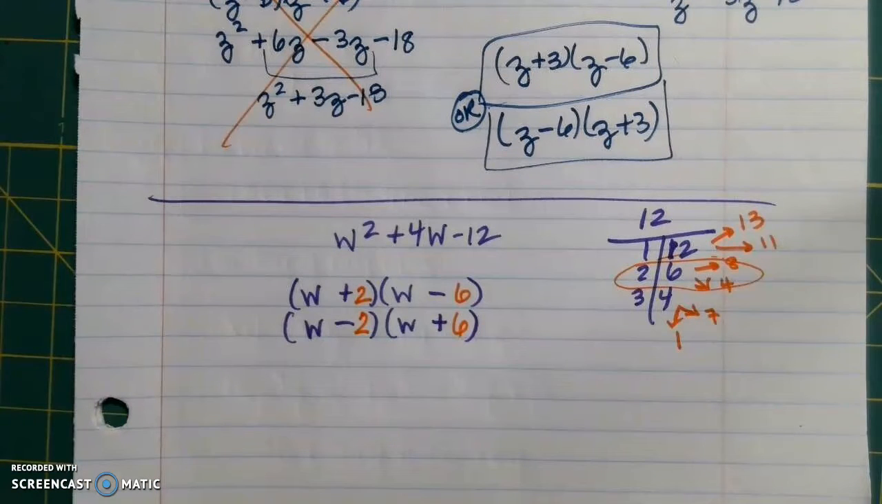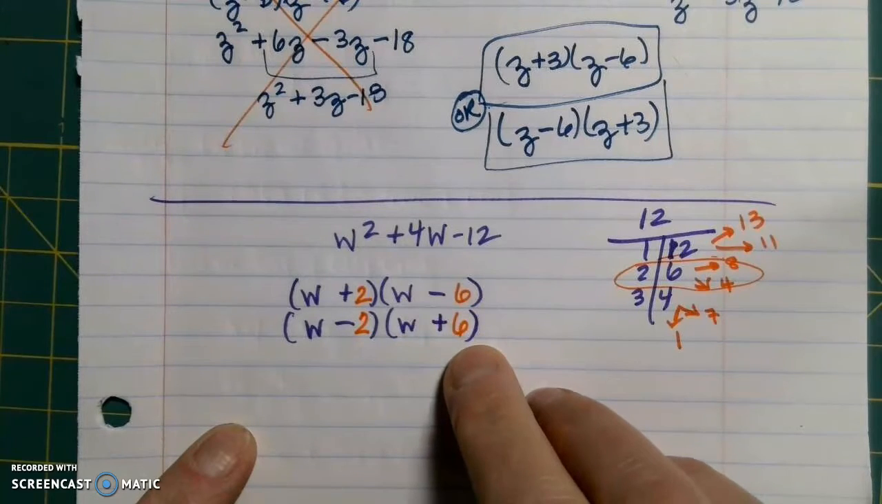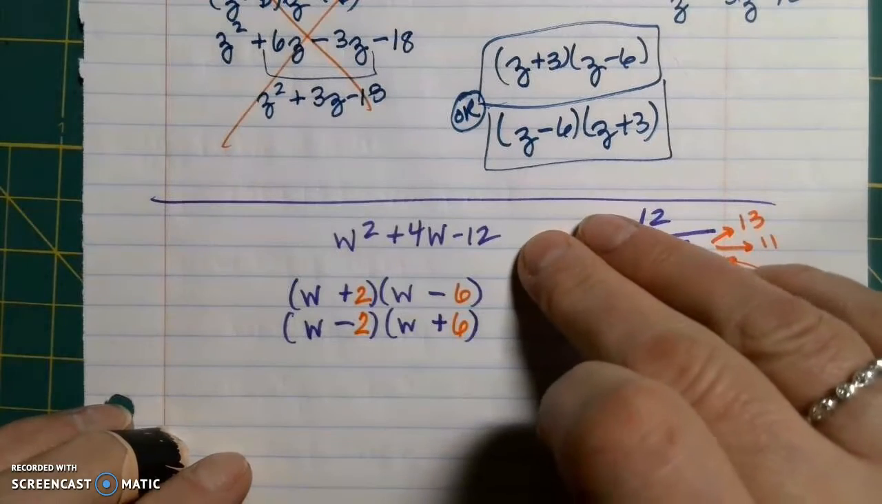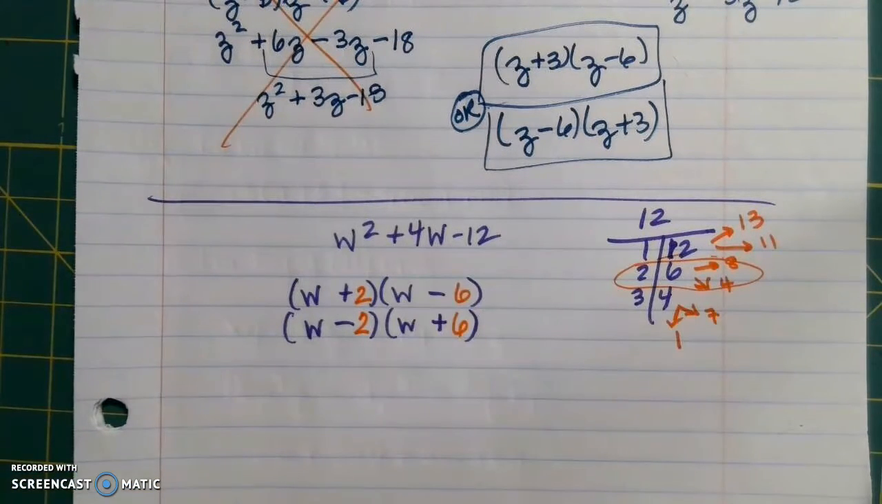And we look and see which one is going to give us the appropriate middle term. So multiplying those constants, you can double check that that's going to give us negative 12. So that part of it we have forced to be correct. So now the last step is to see which one's going to give us the positive middle term.